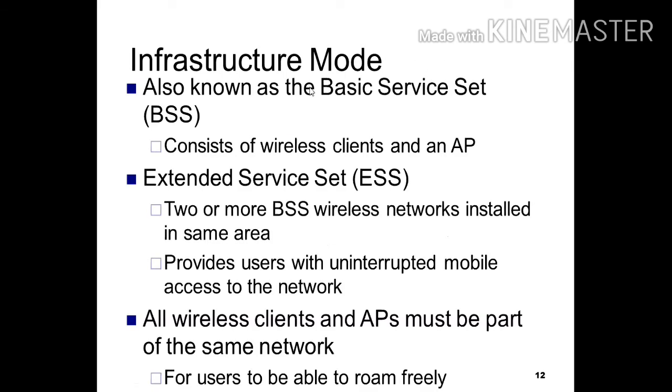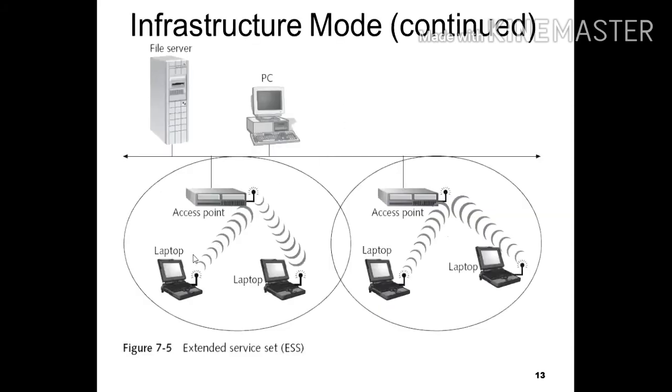So infrastructure mode, in which the laptops or machines can connect to an access point, and this type of wireless LAN is called the infrastructure mode. So your central controller is there, and the central controller is called an access point, or you can say a wireless router. And whatever topology has formed, the circle is called a basic service set.